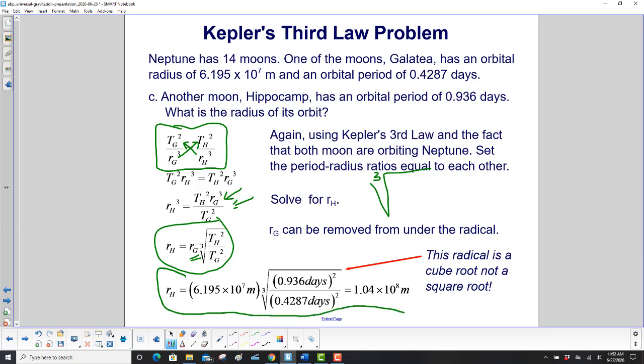So I put in the numbers, and once again, I'm just going to use days. I don't have to convert it to seconds, because why? They cancel out. So I can save some calculations there, and I get an orbital radius of 1.04 times 10 to the 8th meters.